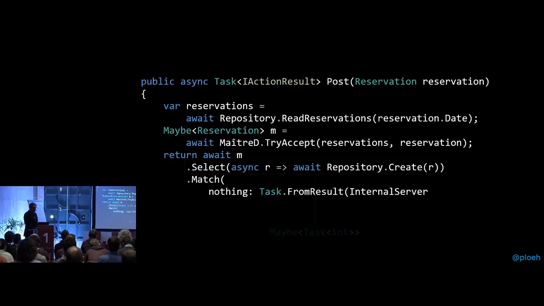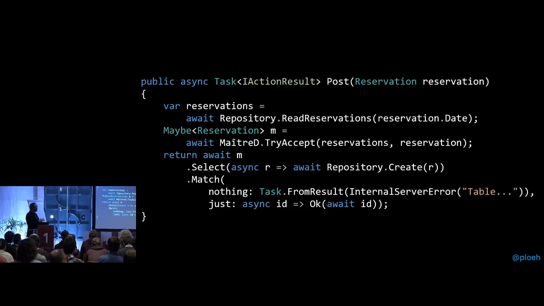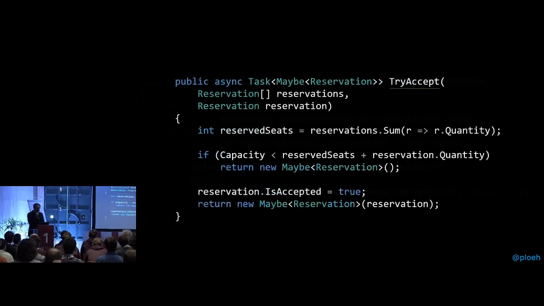Still, the match method looks a little bit awkward right now. We'll fix it up and make it prettier later on. But it's because we have this combination of maybe and task. It looks a little bit odd with the task from result and stuff like that. But don't worry about that. That's going to be pretty as well.